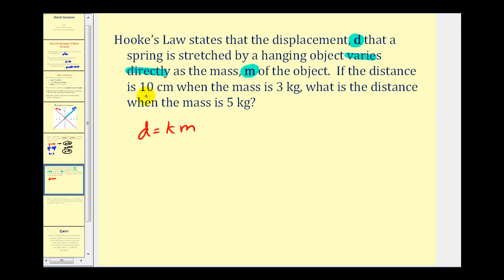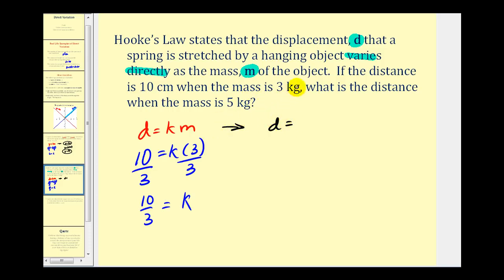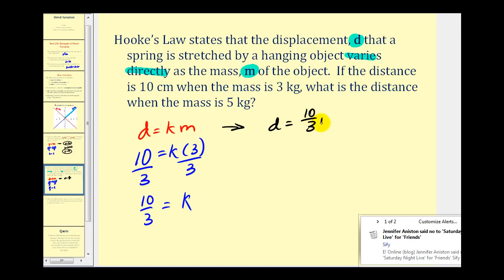Next, we're told that if the distance is 10 centimeters when the mass is 3 kilograms, what is the distance when the mass is 5 kilograms? So we can determine k because we know that d is 10 when the mass is 3. So solving for k again, we know that k is equal to 10/3. So our direct variation equation for this problem is the displacement or distance is equal to 10/3 times m. And so now we can answer the question, what is the distance or displacement when the mass is 5 kilograms?